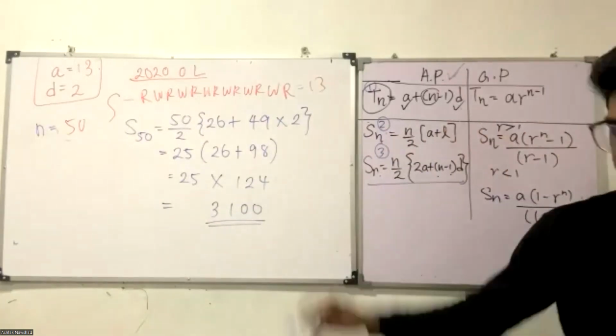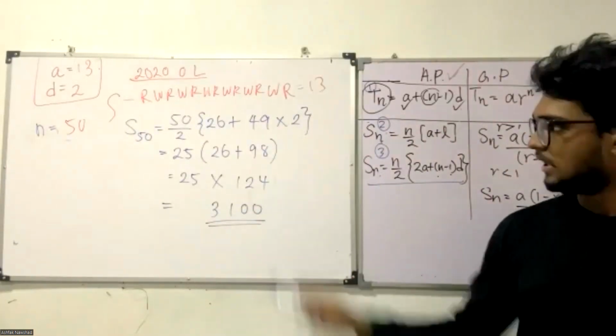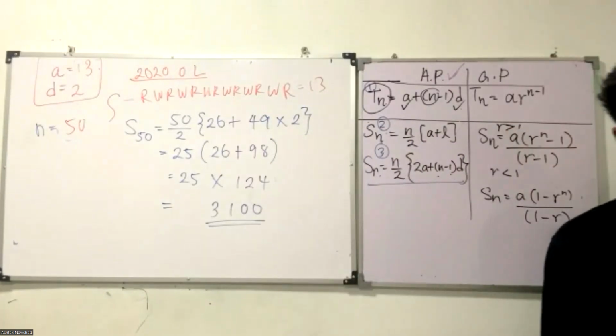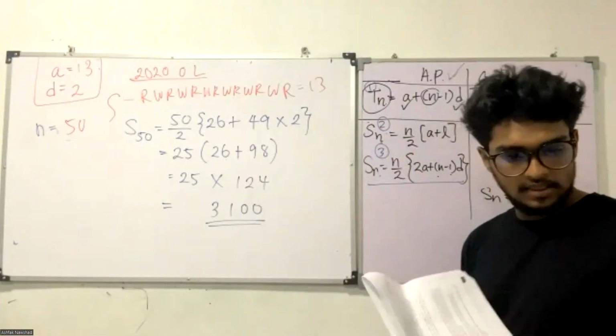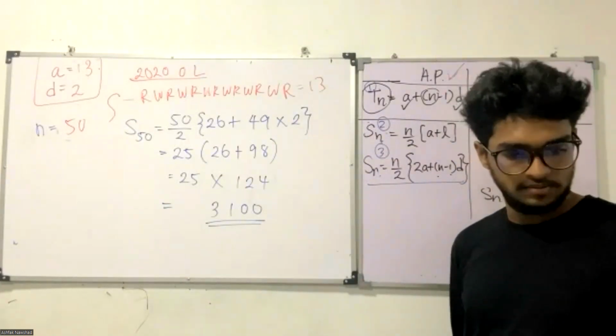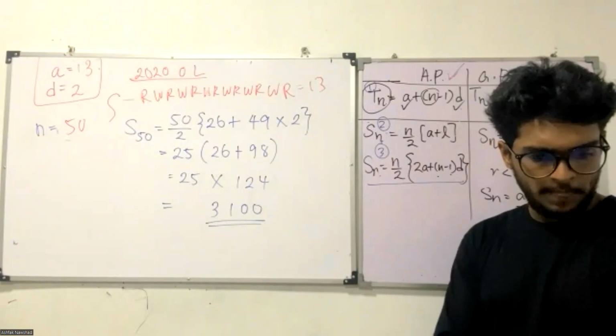Is this clear? Simplifications are up to you. Right? We just need to get the idea. Is it clear? There are 3,100 shrubs in total. That's clear.